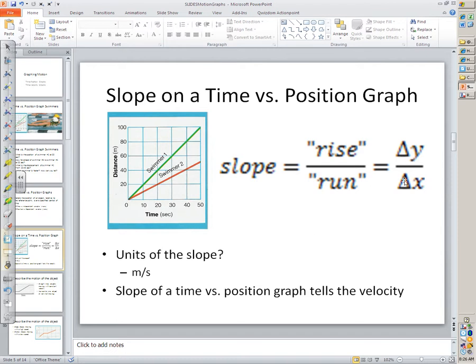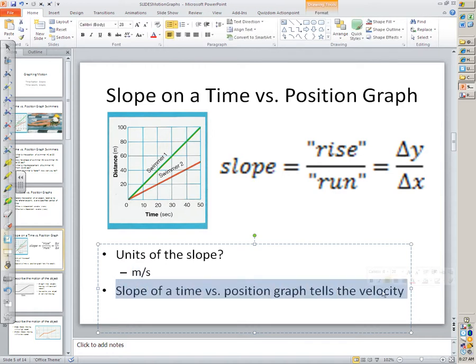So if you then calculated the slope, you would get a unit of meters on the top, because that's on the y-axis, and seconds on the bottom, because that's on the x-axis. So you would get meters per second as the unit of the slope. And that means that the slope tells you the velocity. Okay? Good there? All right.